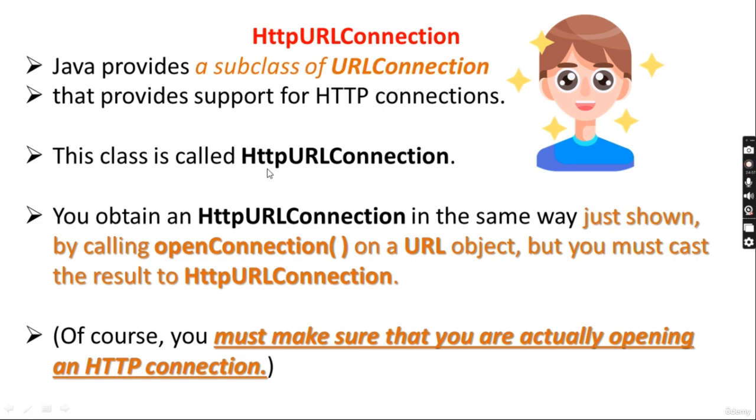Next is HttpURLConnection. Java provides a subclass of URLConnection that provides support for HTTP connections. This class is called HttpURLConnection. You obtain an HttpURLConnection in the same way just shown, by calling openConnection on the URL object, but you must cast the result to HttpURLConnection.